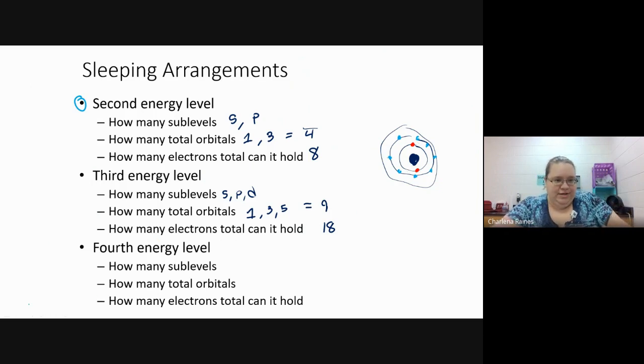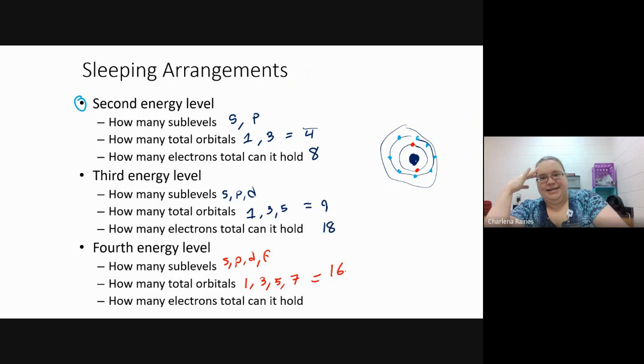And the fourth one, so it has S, P, D, and F, and they have respectively 1 orbital, 3, 5, and 7. So if we add all those up, we get 16. There are 16 different orbitals. 16 times 2 is 32.